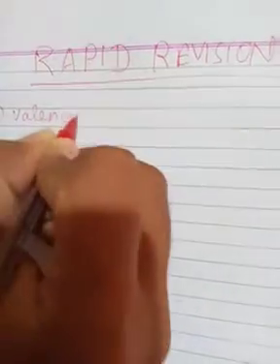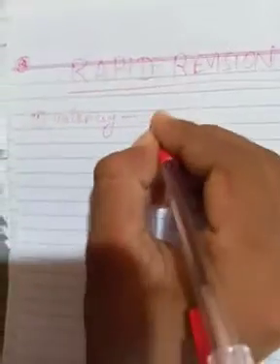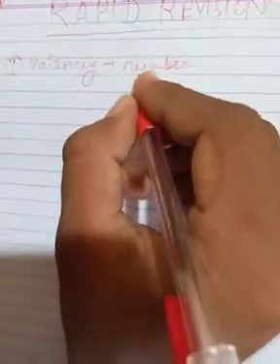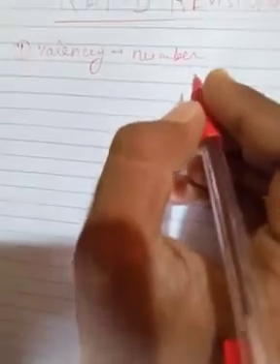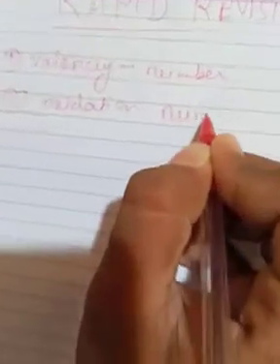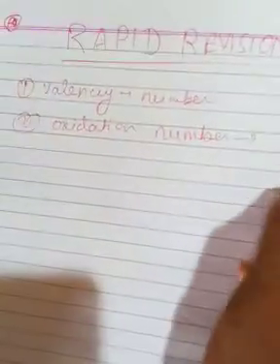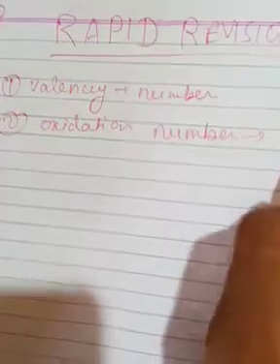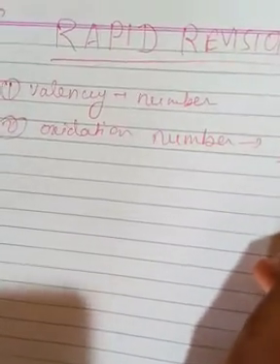So the first point is valency. Valency is nothing but a number to which no sign is attached, no positive or negative sign. It can never be zero, and it is also not fractional. Second is oxidation number. It can be anything: positive, negative, zero, or also fractional.